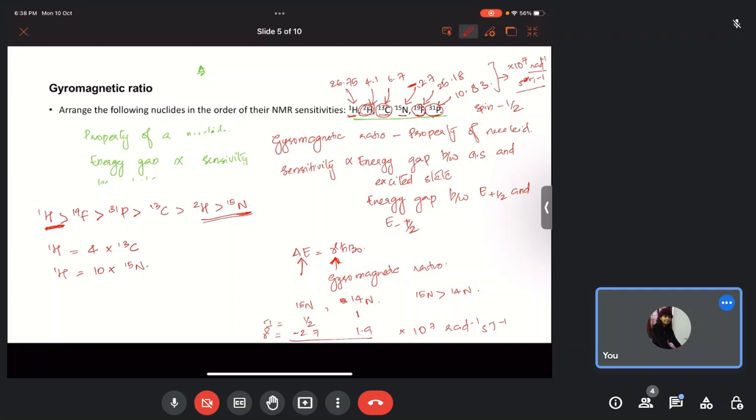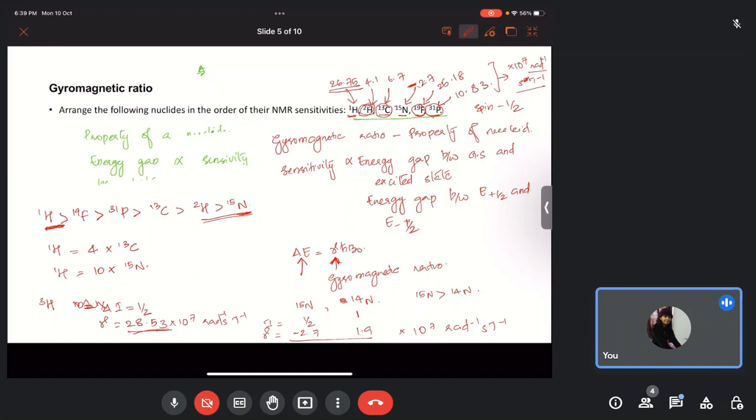Do you know any nuclei which has a higher gyromagnetic ratio than proton, which is 1H hydrogen? Tritium, the other isotope of hydrogen, is a spin half nucleus, and it has a gyromagnetic ratio of 28.53 into 10 to the power 7 radian inverse second Tesla inverse, which is higher than the proton. But because of the low abundance of tritium, we are not using it for studying any of the molecules.